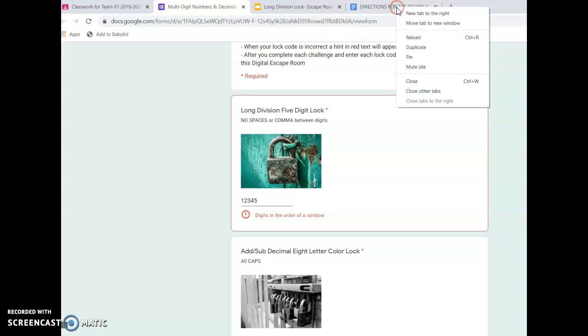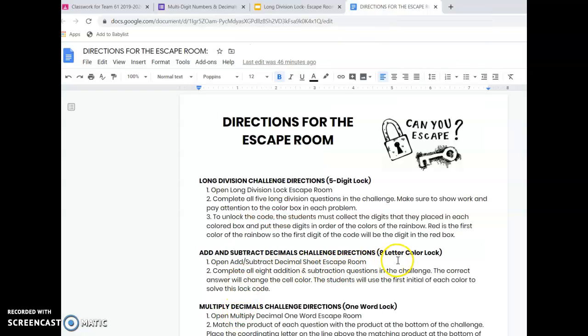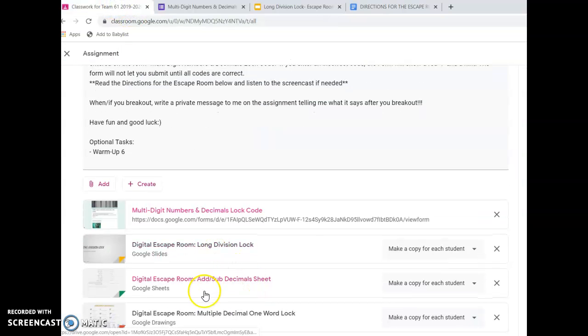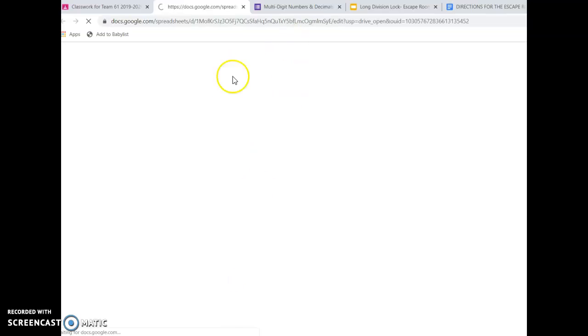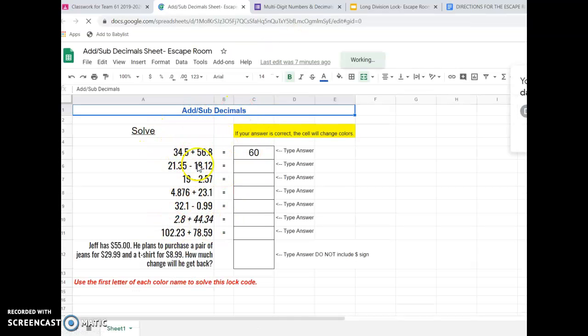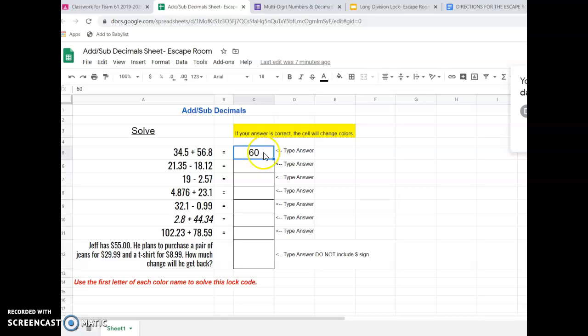So if I go back to our directions, I can read through them. I need to open the escape room and complete the 8 questions in the challenge. So go here. We did the long division. There's the add and subtract. It says the directions again. So we're going to solve these problems. And it says if your answer is correct, the cell will change color. So if 60 was correct, the cell would have changed colors, but it is not. Do that math.